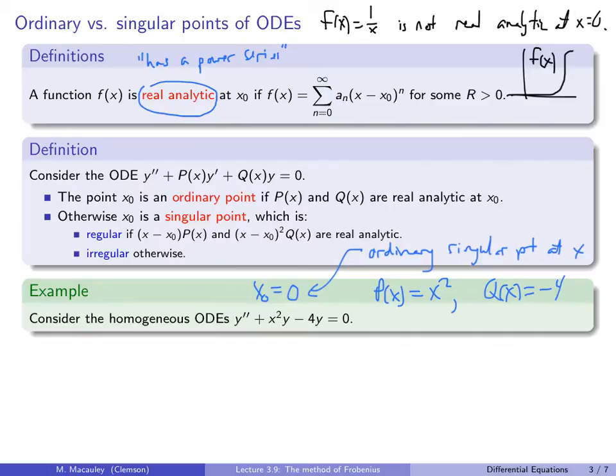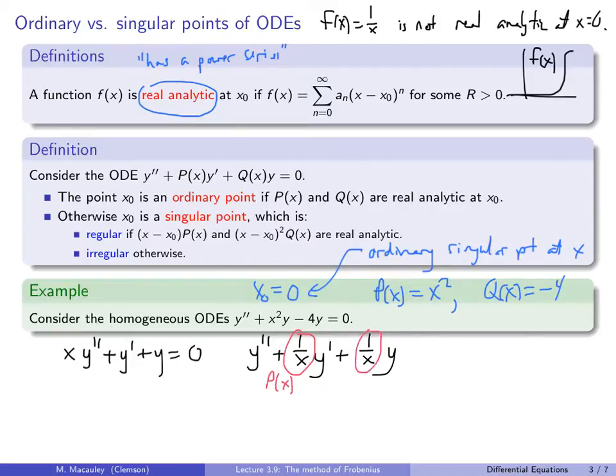Okay, so what's a non-example? What about the differential equation x y double prime plus y prime plus y equals 0? Looks harmless enough, right? Well, let's divide through by x. If we do that, we get y double prime plus 1 over x, y prime plus 1 over x, y. So in this case, that is my p of x, and that is my q of x.